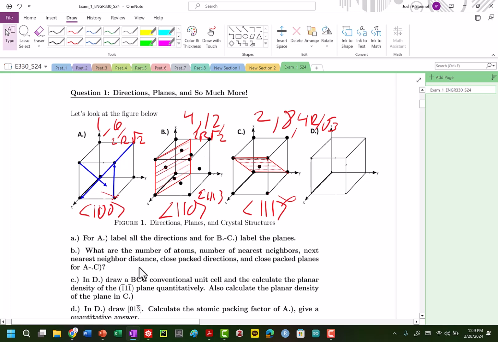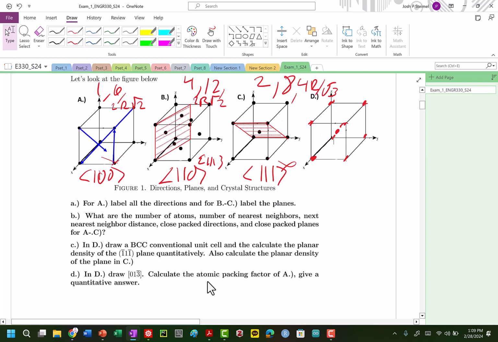Excellent. In B, draw BCC. BCC, body-centered cubic, one right in the dead center there. And then calculate the planar density of the -1, 1 plane quantitatively. So we want to draw that as well.